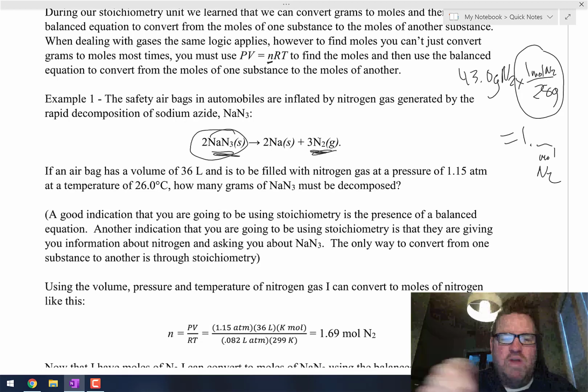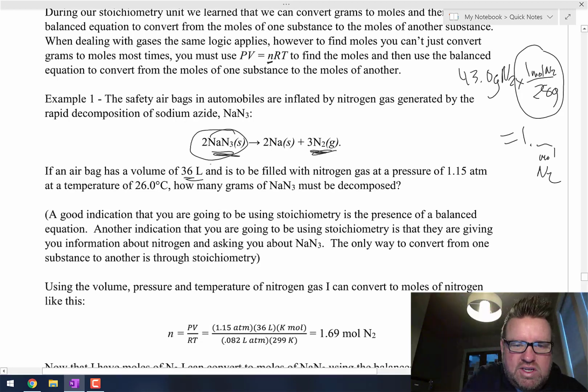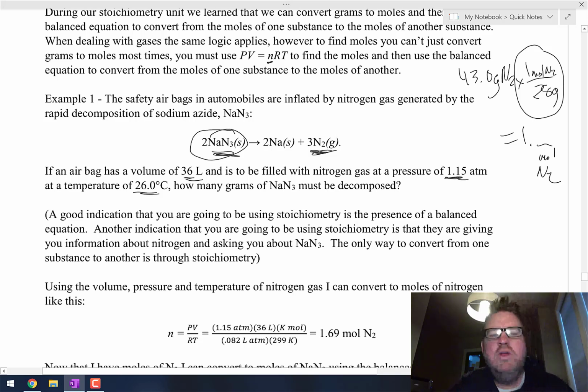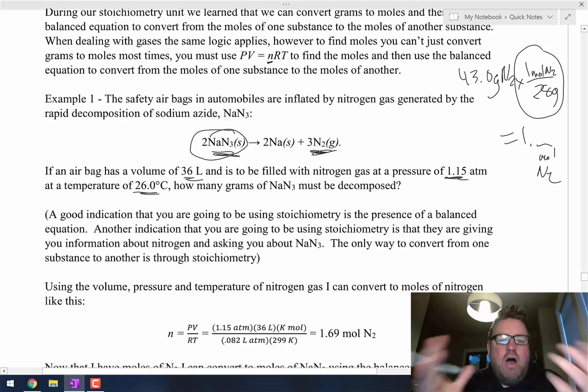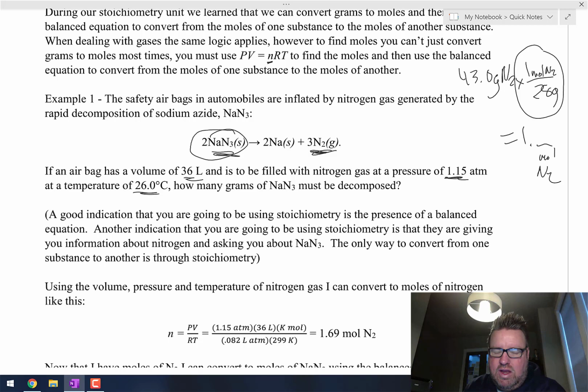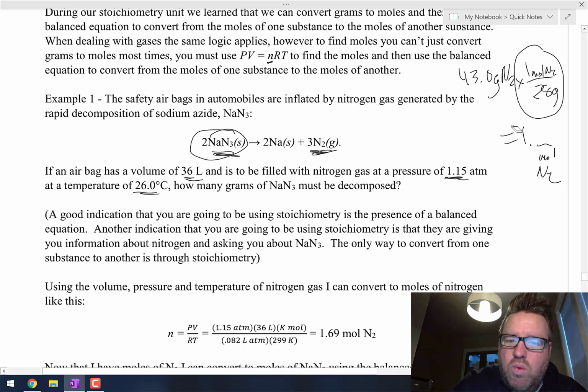Okay, so if an airbag has a volume of 36 liters, and they want it to be filled with a pressure of 1.15 atmospheres, and again, around room temperature, how much sodium azide do you need? So when we do this problem, they're giving you information about nitrogen gas, but they're asking you about sodium azide. Notice nitrogen is the only gas here.